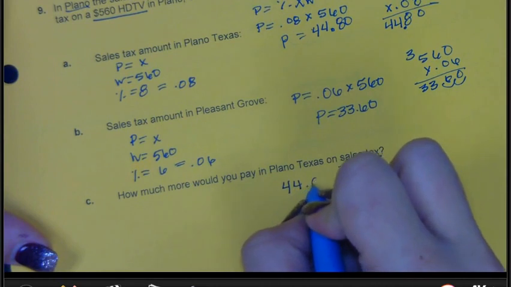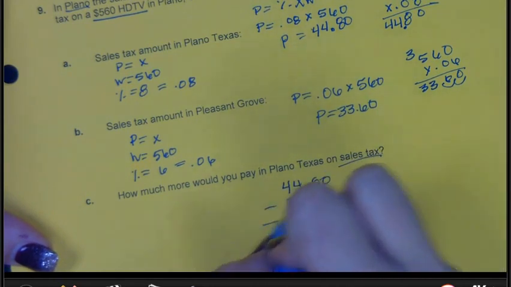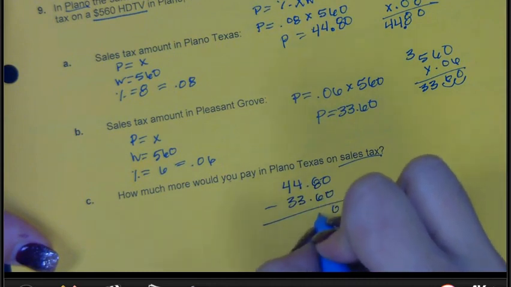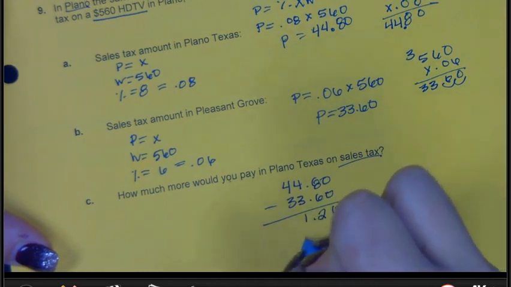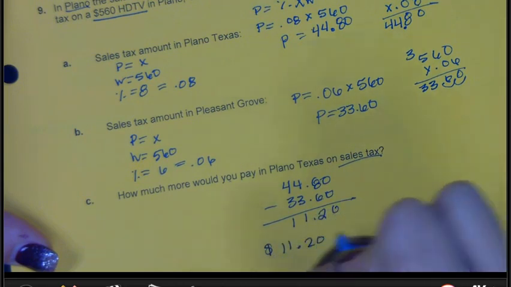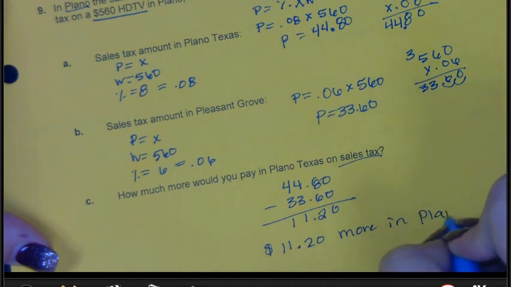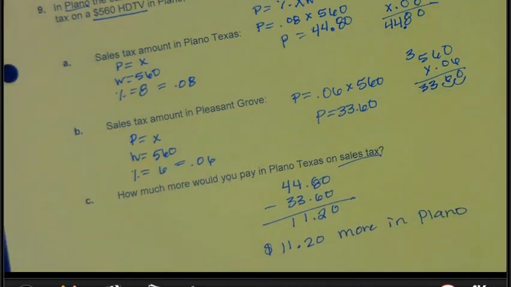Now, the question is asking, how much more would you pay in Plano, Texas on sales tax? So I want to know the difference of the amount I'm paying in sales tax. So I'm going to have to subtract the two numbers here. 8 minus 2 is 6. 4 minus 3 is 1. 4 minus 3 is 1. So we are paying $11.22 more in Plano. So you need to subtract your two numbers together.